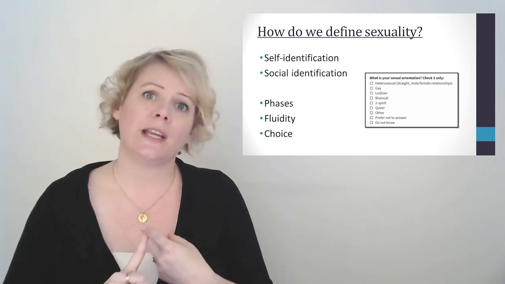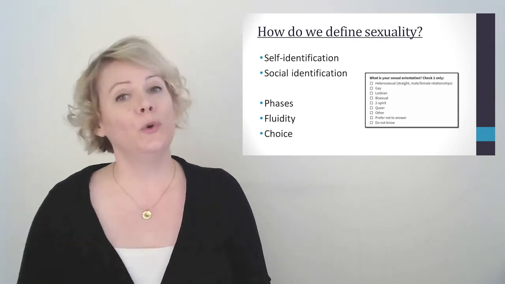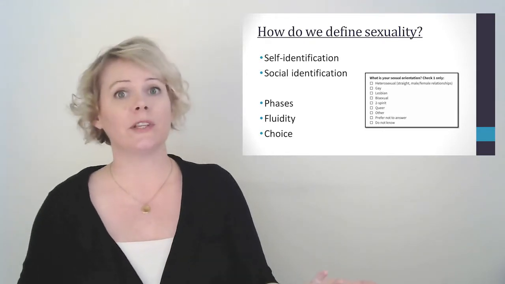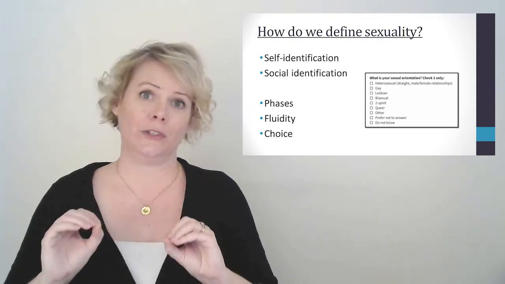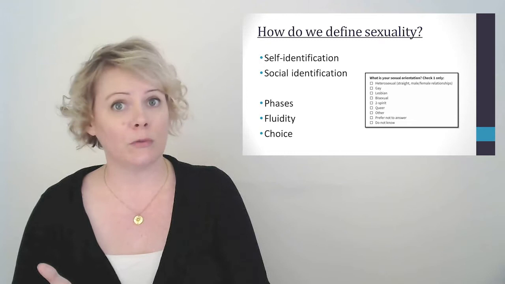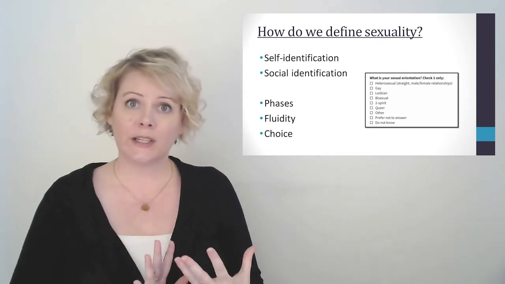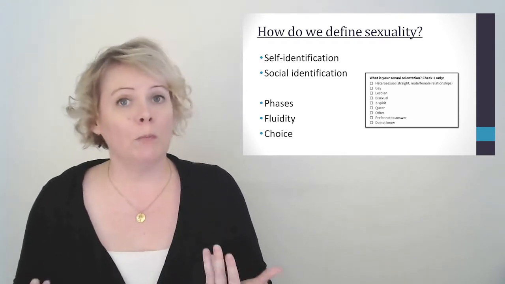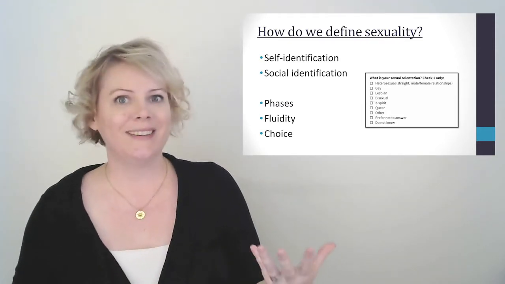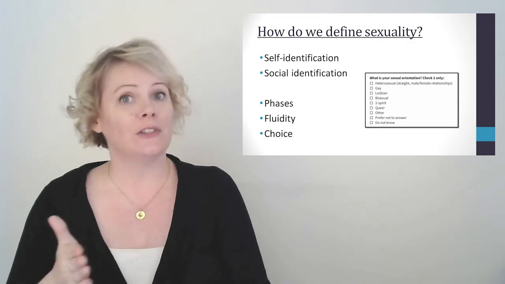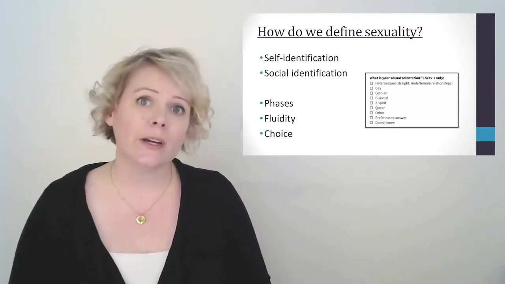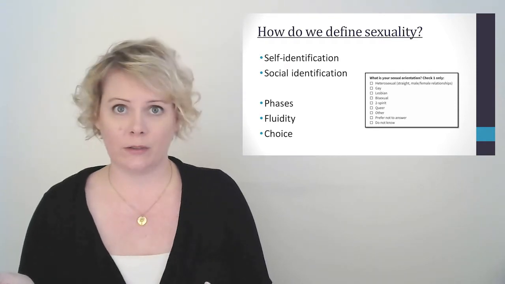Your self-identification has a lot to do with who you want to have sex with. It doesn't necessarily matter who you actually have sex with, but it matters who you want to, how you identify the people that you would like to be sexually and romantically involved with. Social identification can be totally different. You might live your life one way while secretly wanting another thing, you might not, but ideally your self-identification and your social identification will match, but not always. It depends very much on where and when you are.